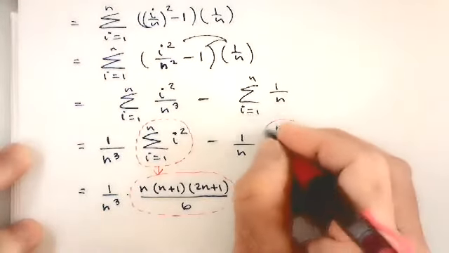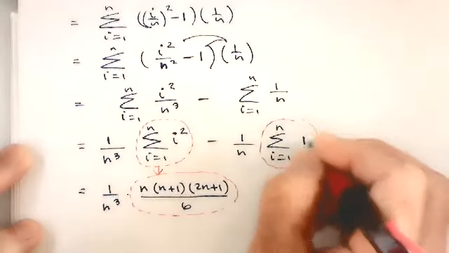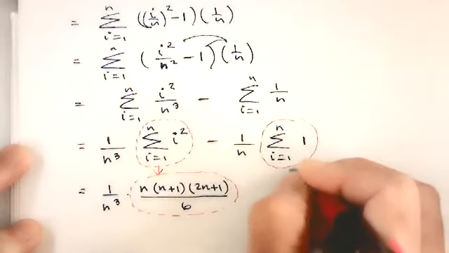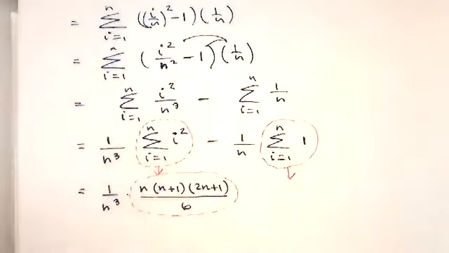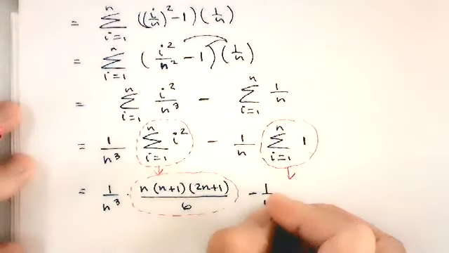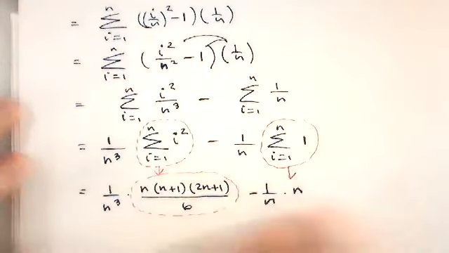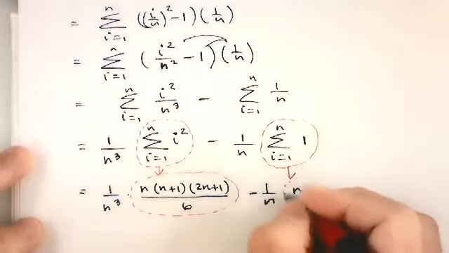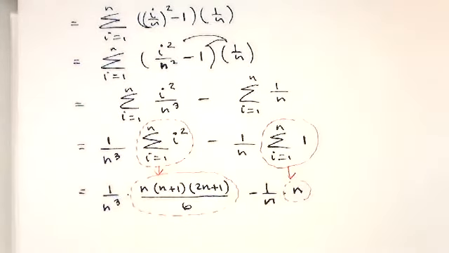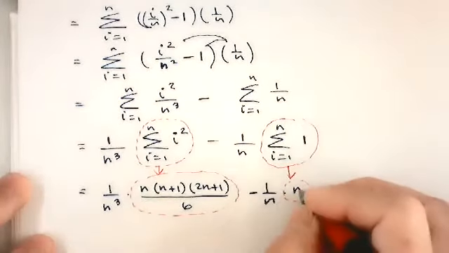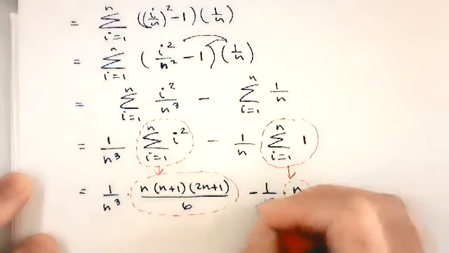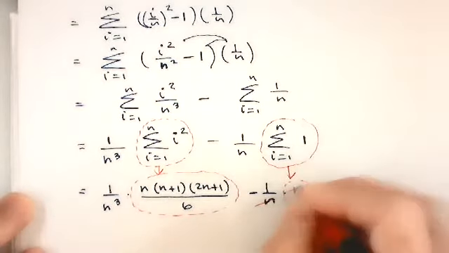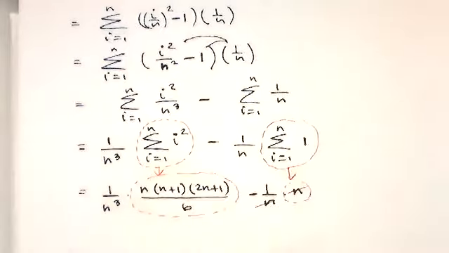And then we already talked about this one. This is just adding 1 to itself n times. So that's just going to equal n. And then, besides canceling out those n's, now that we see they will cancel out, the last step is to take the limit with what's left over.